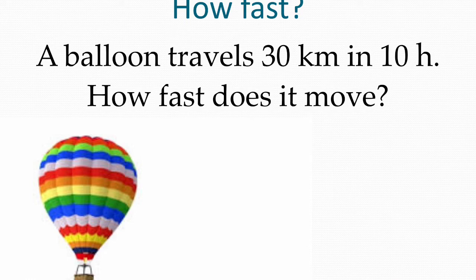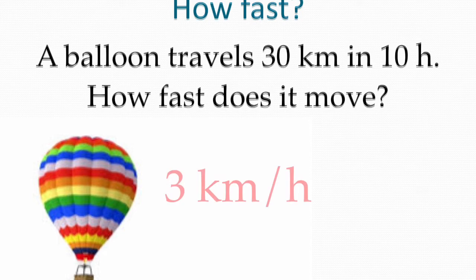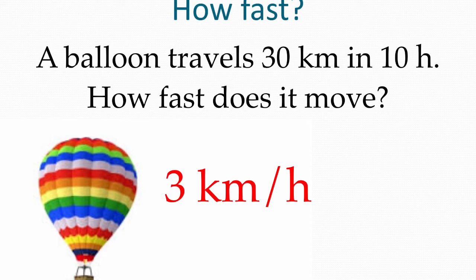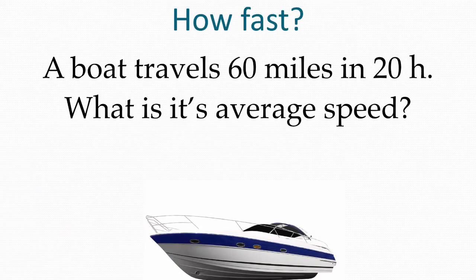Now we have a balloon travelling 30 kilometres in 10 hours. How fast is the balloon moving and what units would that be in? Don't forget to pause the video. So it would be 30 divided by 10, giving us 3. And because we were given the distance in kilometres and the time in hours, the units would be kilometres per hour.